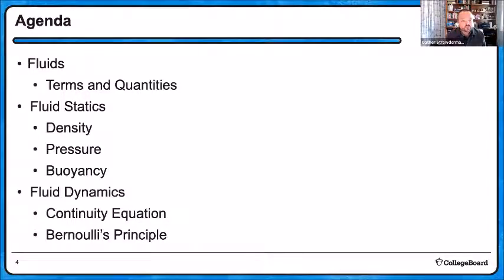And then really there's two parts of fluids. There's static fluids and dynamic fluids. And so there's basically two halves of a fluids unit. There's half of the fluids unit where the fluid isn't moving and half of the fluids unit where the fluid is moving. And we can kind of think about that and break that up in our minds. So we've got static fluids and fluid dynamics.